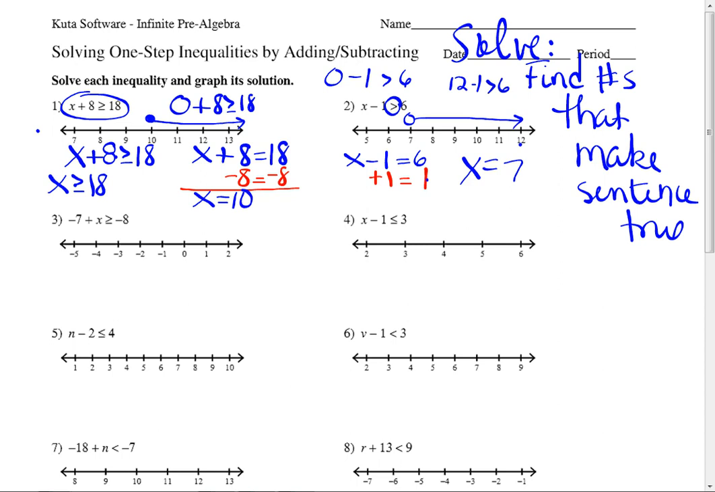So this isn't too tough, is it? The inequality symbol will not change when we add and subtract. That's the rule you could learn, but I think this way is easier.